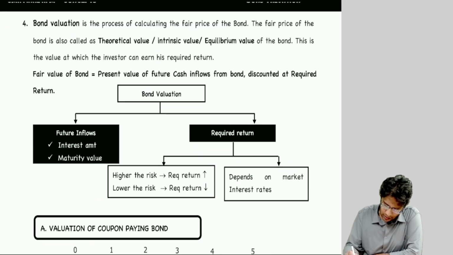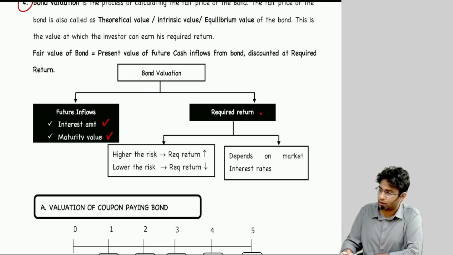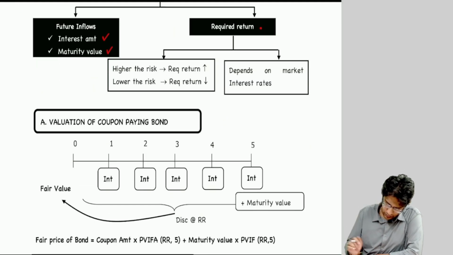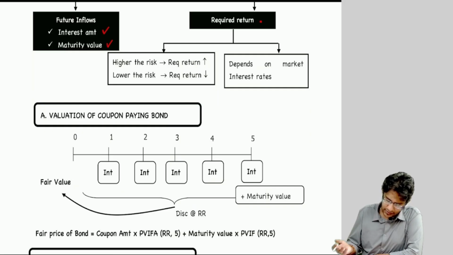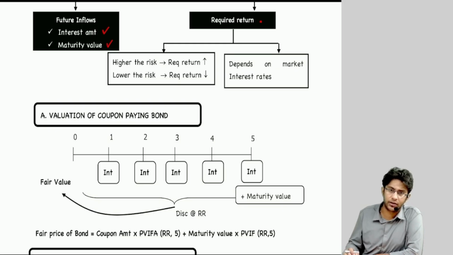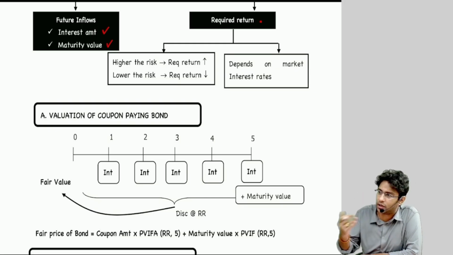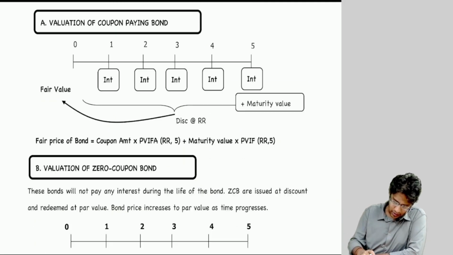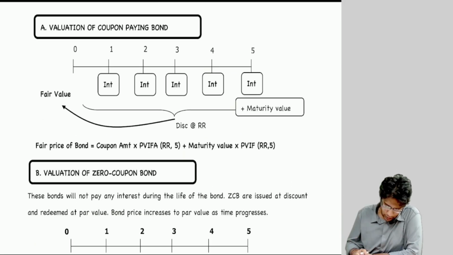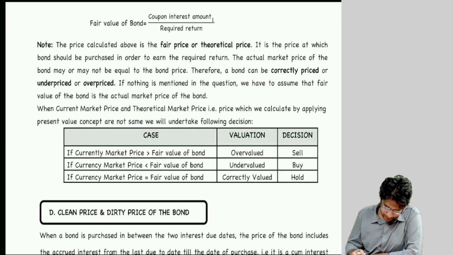Next. Bond valuation ka meaning we have discussed. Bond valuation depends on future cash flows and discounting rate. Future cash flows are these. Discounting rate is your required return. So higher the risk, higher the required return, lower the risk, lower the required return. And it also depends on the market interest rate. You have just now seen a scenario where market interest rate changed, required return changed, bond ka price also will change. Coupon paying bond ka valuation formula, zero coupon bond ka valuation formula, perpetual bond ka valuation formula.